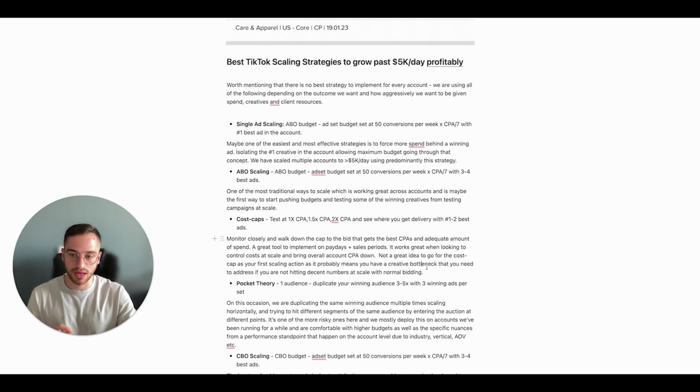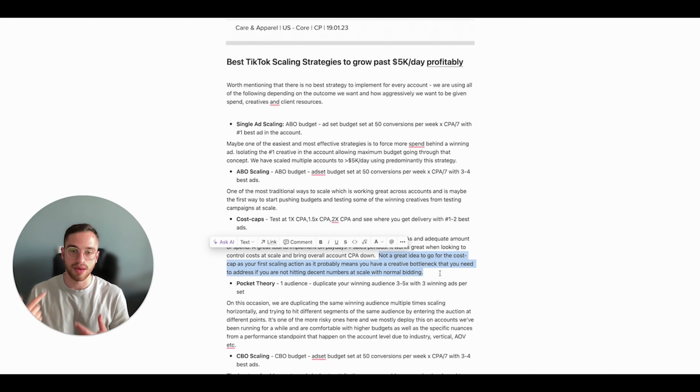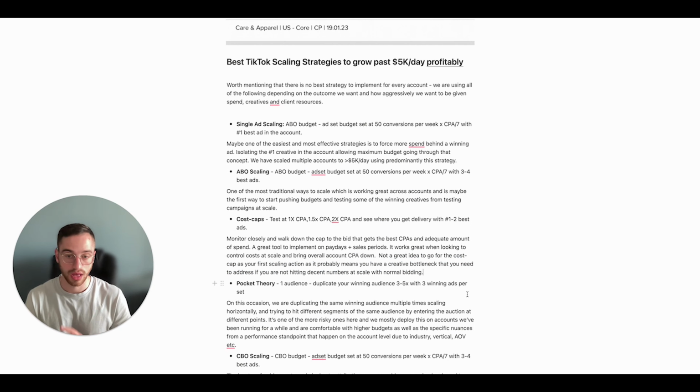Again, I really want to mention that it's not a great idea to go for the cost cap as your first scaling action. It's more of a supplementary one, as it probably means you have a creative bottleneck that you actually try to counter and mitigate with some manual bidding. So make sure you go back and do your creative testing. So cost caps are a supplementary method. I like to scale through those, especially in sales periods.